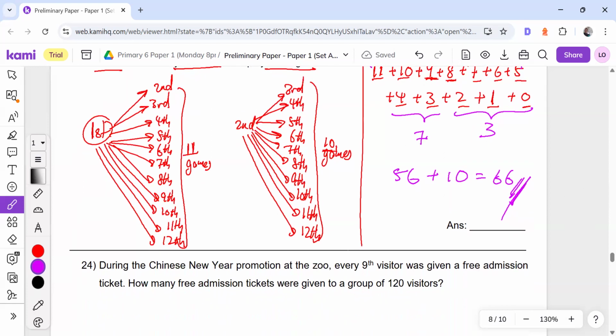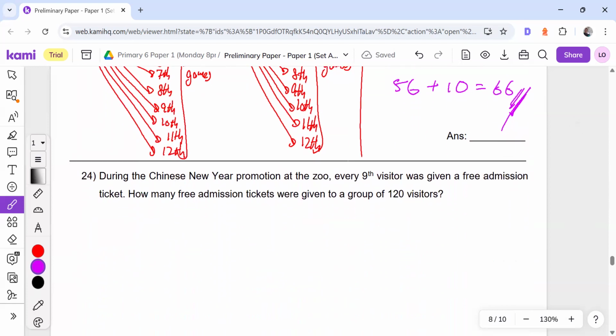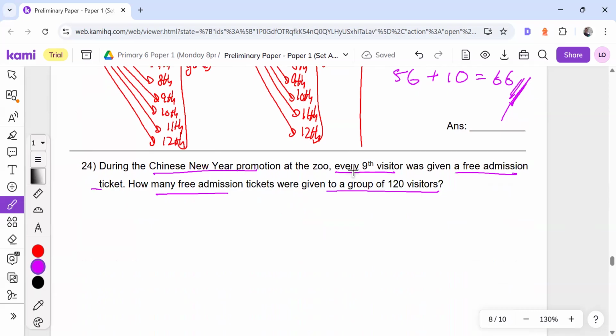Okay, question 24. During the Chinese New Year promotion, every 9 visitors was given a free ticket. How many free tickets were given to a group of 120 visitors? Do you see the question here? There is a method here. Every 9 visitors was given a free ticket means there are 8 visitors who must pay money. So can you find how many groups make up 120 visitors?